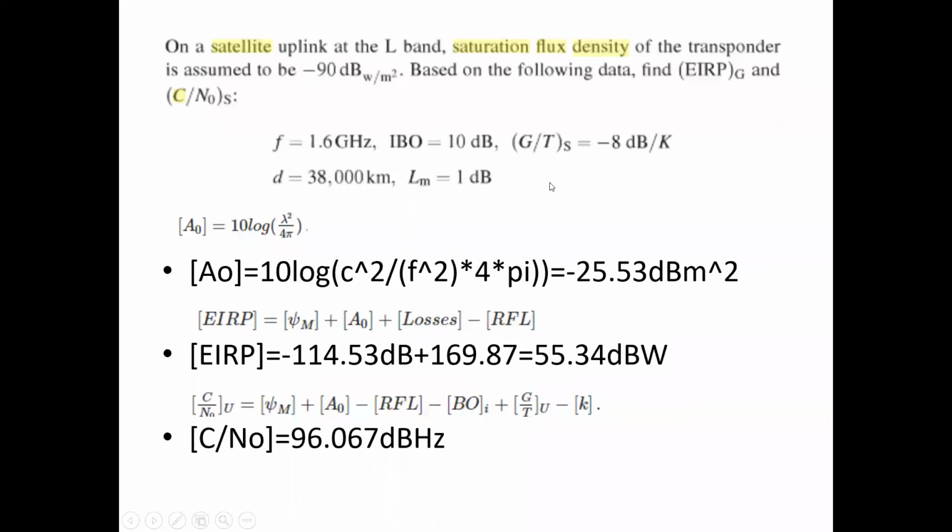Yeah, just make one correction. We did everything correct. The only thing is the units, please change it. It's not dB, it's dB meter square for A naught. For EIRP, it's dB watts, and for C by N0, it is dB hertz. So please remember the units and put them correctly.